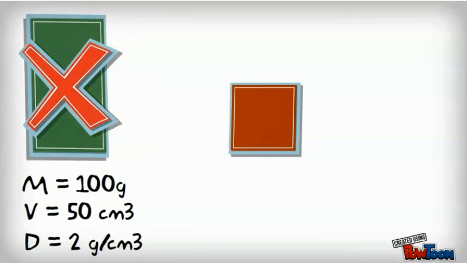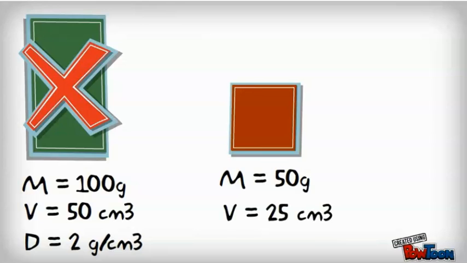When you cut it in half, the mass gets cut in half, so now the mass is 50 grams. The volume also gets cut in half, so now the volume is 25 cubic centimeters. When you use the formula, we end up with the same result. The density is 2 grams per cubic centimeter. This is true because if you cut an object in half, you're halving both the mass and the volume, so the ratio between them is still the same.